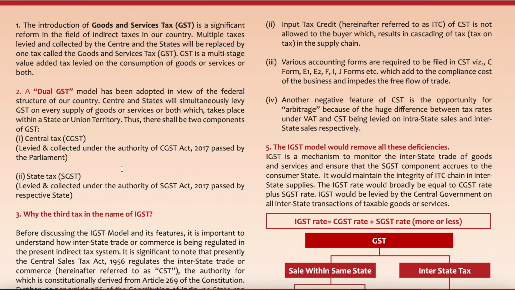And the most important thing is that the province or the state where the goods or services or both are consumed, and the state where they are produced, all get their fair share of the tax, as well as the central government, the federal government, also gets its fair share of the tax, since it is responsible for interstate commerce and trade.